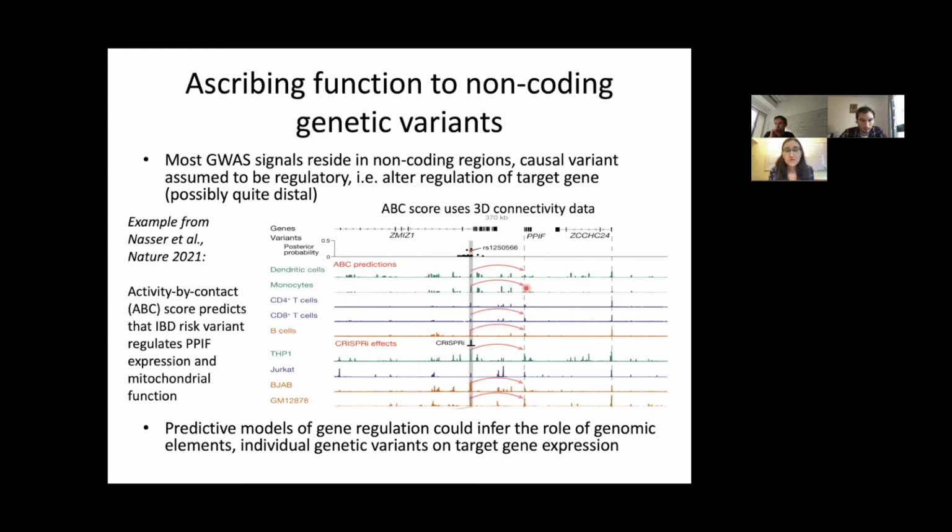Okay, so ultimately, if you have predictive models of gene regulation, you can infer the role of genomic elements and how genetic variants affect gene expression.